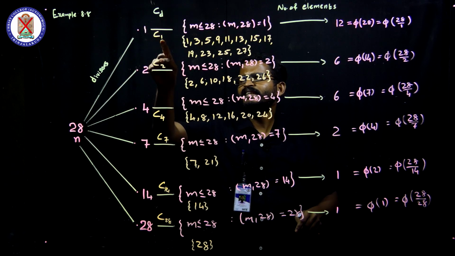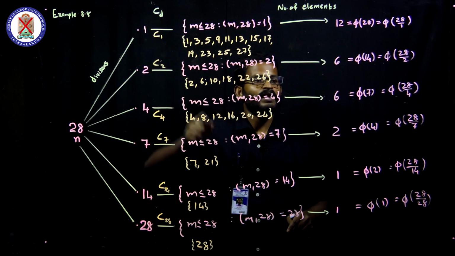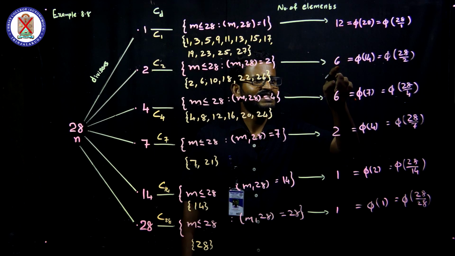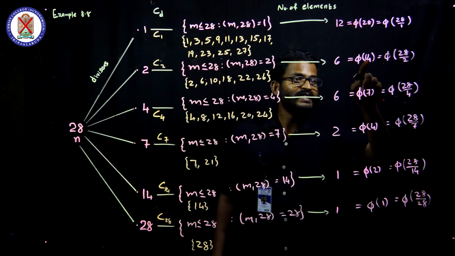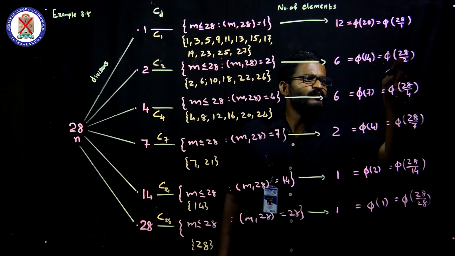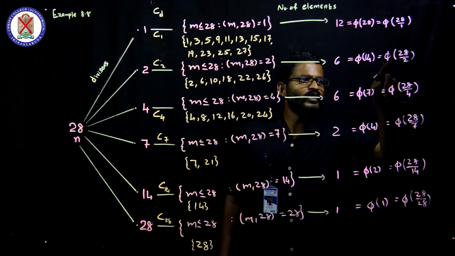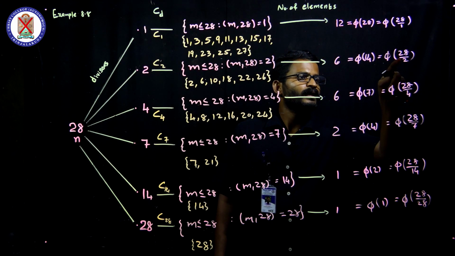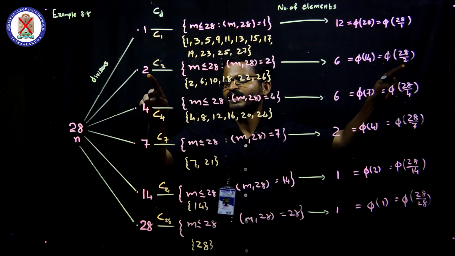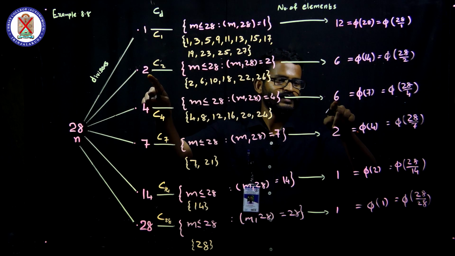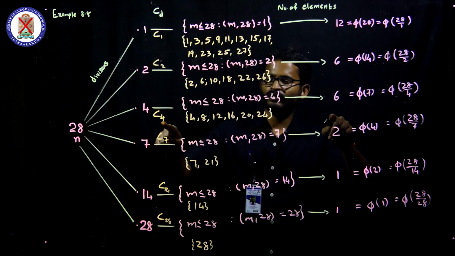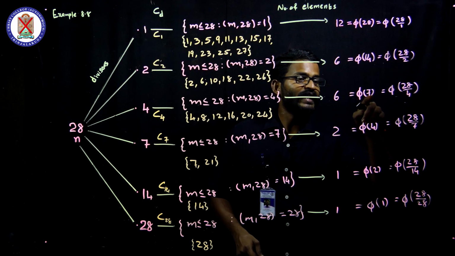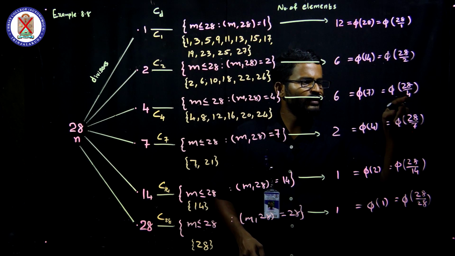And in C2 there are 6 elements and 6 means phi of 14, and this 14 is 28 by 2. That is, phi of 14 is equal to phi of 28 by 2. This 2 is the divisor. And in C4 there are 6 elements. 6 is equal to phi of 7, and that phi of 7 is equal to phi of 28 by 4.